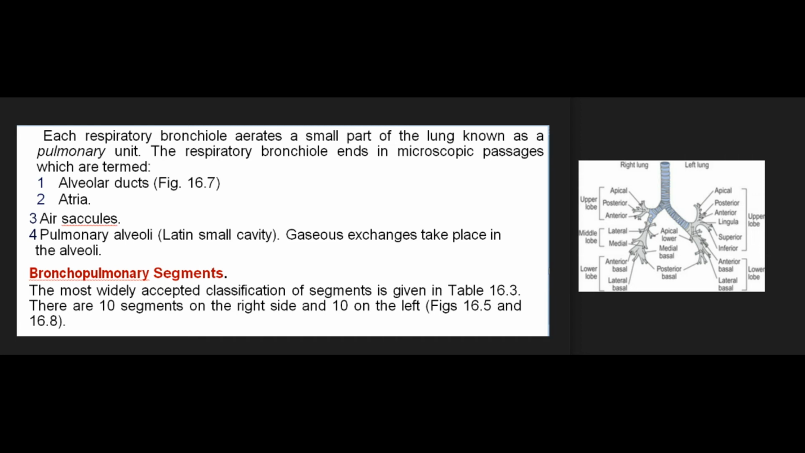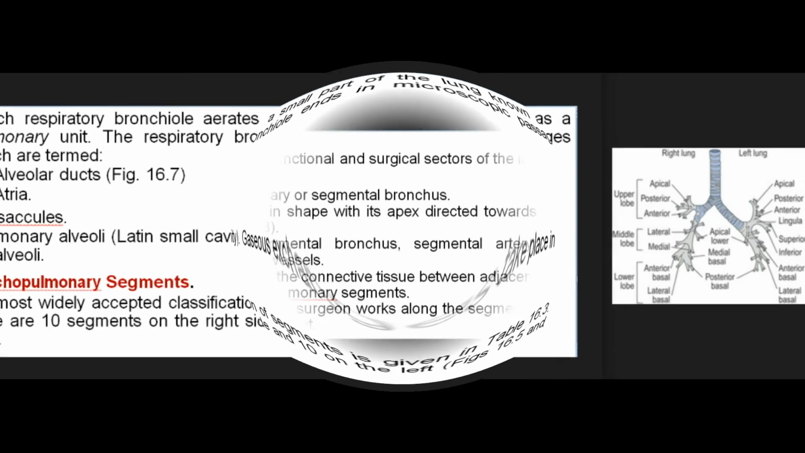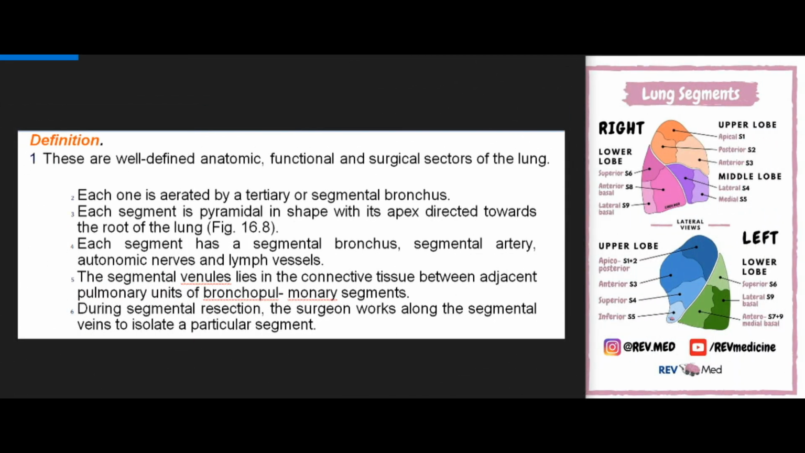Bronchopulmonary segments. The most widely accepted classification of segments is given in Table 16.3. There are 10 segments on the right side and 10 on the left, Fig 16.5 and 16.8. Definition: 1. These are well-defined anatomic, functional, and surgical sectors of the lung. 2. Each one is aerated by a tertiary or segmental bronchus.